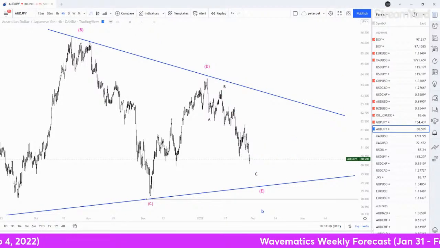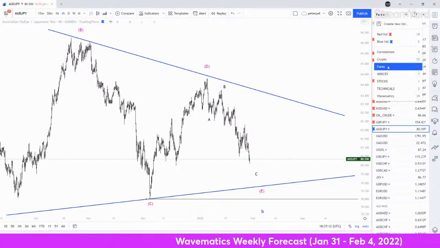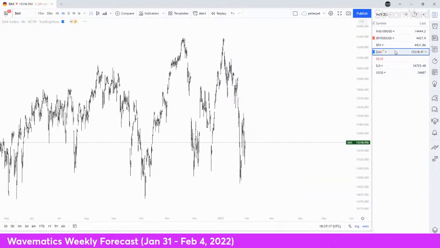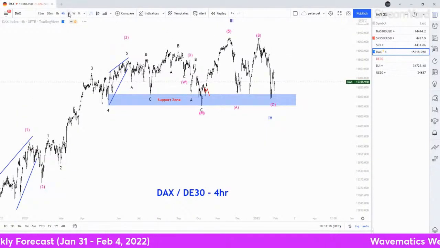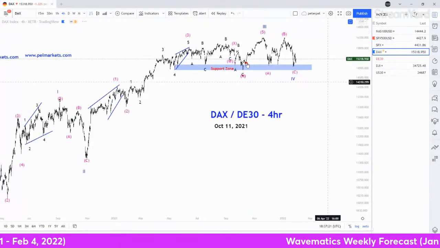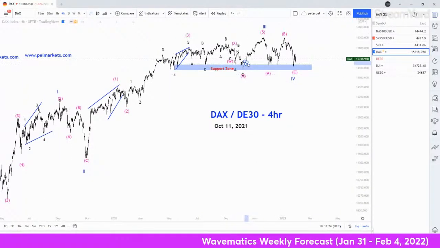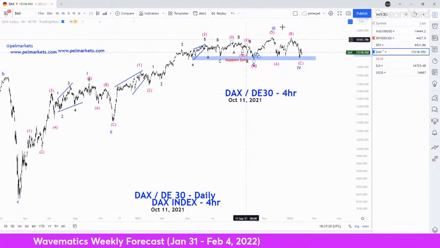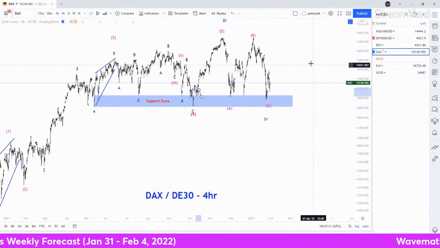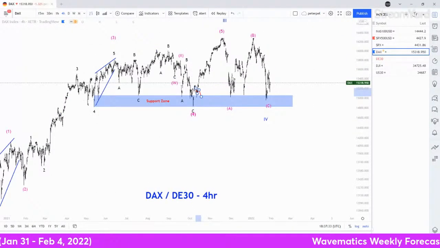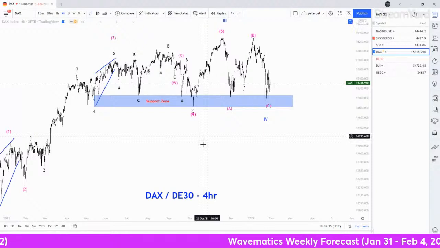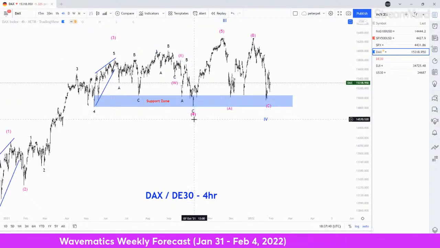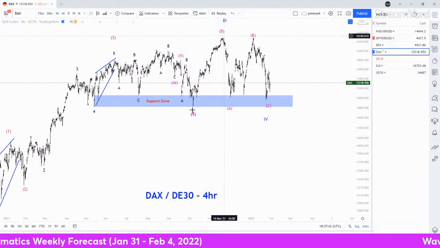Let's quickly look at some indices also. If we look at the DAX 30, this is what we are looking at. So we have a wave 1, wave 2, a wave 3, and a wave 4. So if we zoom in on this, we have this particular wave 3, an ABC for wave 4.